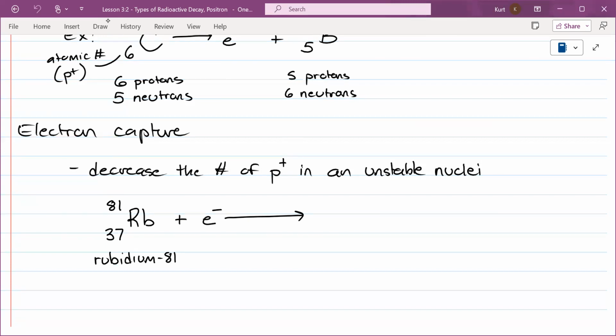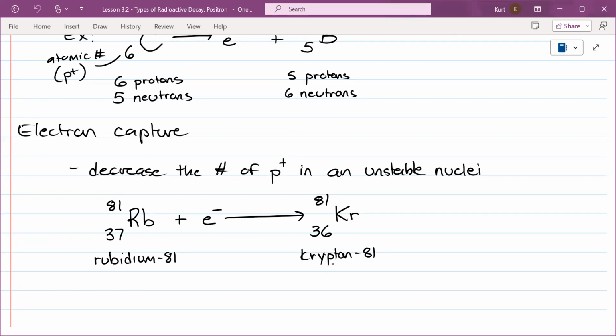I'm adding an electron. The charge of an electron is -1. What will that do to the 37? Make it 36, Kellen. Does it change the mass number? No. So Kellen, you have a periodic table right in front of you. Can you tell me what is our new element that has an atomic number of 36? Krypton. This lowers your proton number because you had an unstable nucleus. You're trying to stabilize it. This is going to be called Krypton 81. And this is known as electron capture.